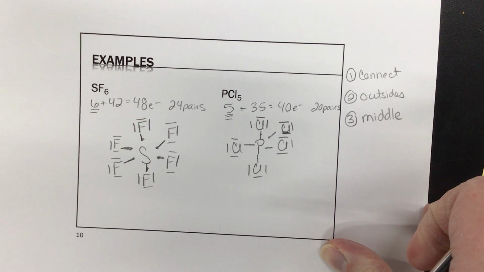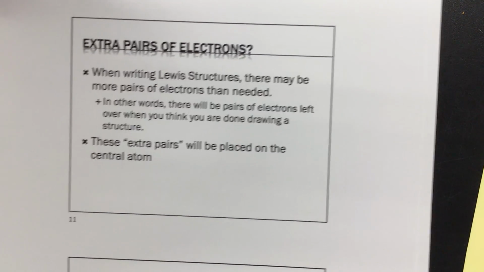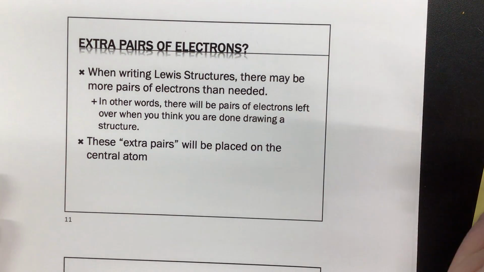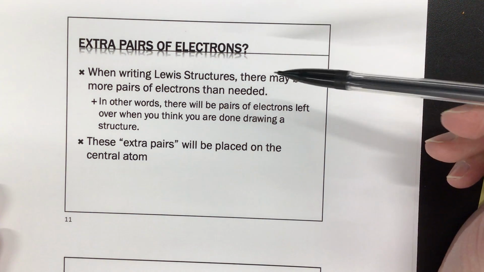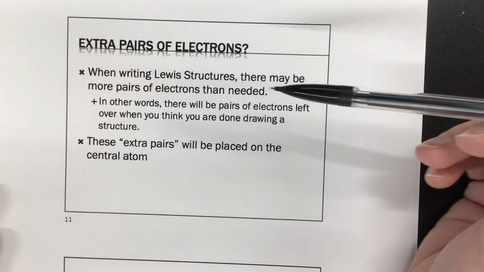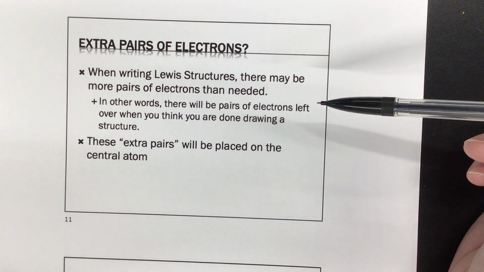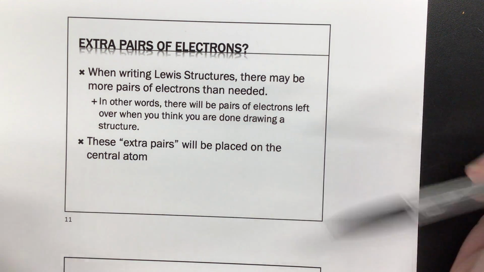Okay, now, what if there are extra pairs of electrons? Well, we're going to keep with our same pattern that we've been doing. Connect, outside, middle. So when we're writing these Lewis structures, there will be some pairs left over when you think you're done drawing your structure. Those extra pairs will get placed on the central atom. So let's do an example here with xenon.